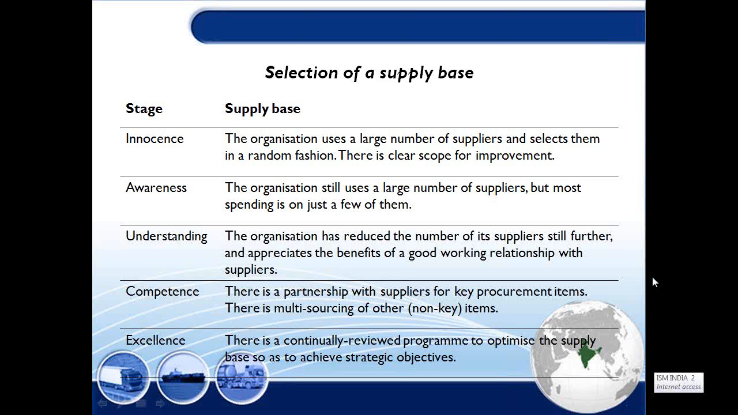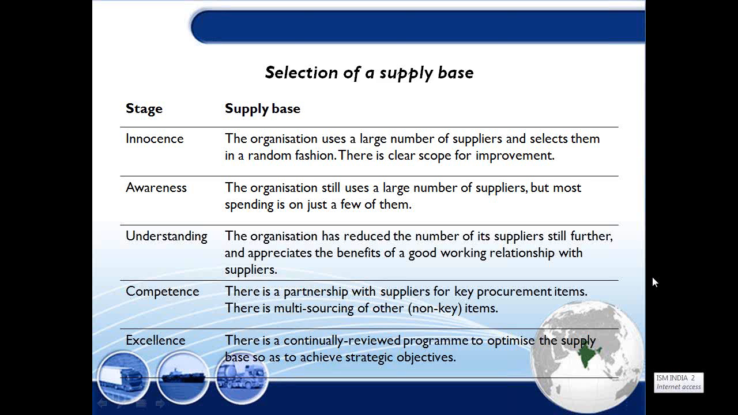Second stage comes awareness. The organization has a large number of suppliers, but most spending is done with few. So basically, you are trying to encourage partnership. The next one is understanding. The organization has reduced the number of suppliers and appreciates the benefit of a good working relationship with suppliers. So slowly you can see when we go from innocence to excellence, we are moving towards supplier relationship management. We're trying to rationalize the number of suppliers.